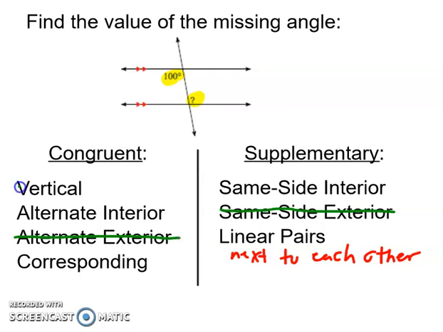I can tell that they're not vertical angles because they're not above each other. I know they aren't corresponding because they're both within my set of parallel lines, and for corresponding I have to have one inside and one outside. Well, they can either be a linear pair, but are they next to each other? I don't think so. So now I have to choose between whether they're alternate interior or same side interior.